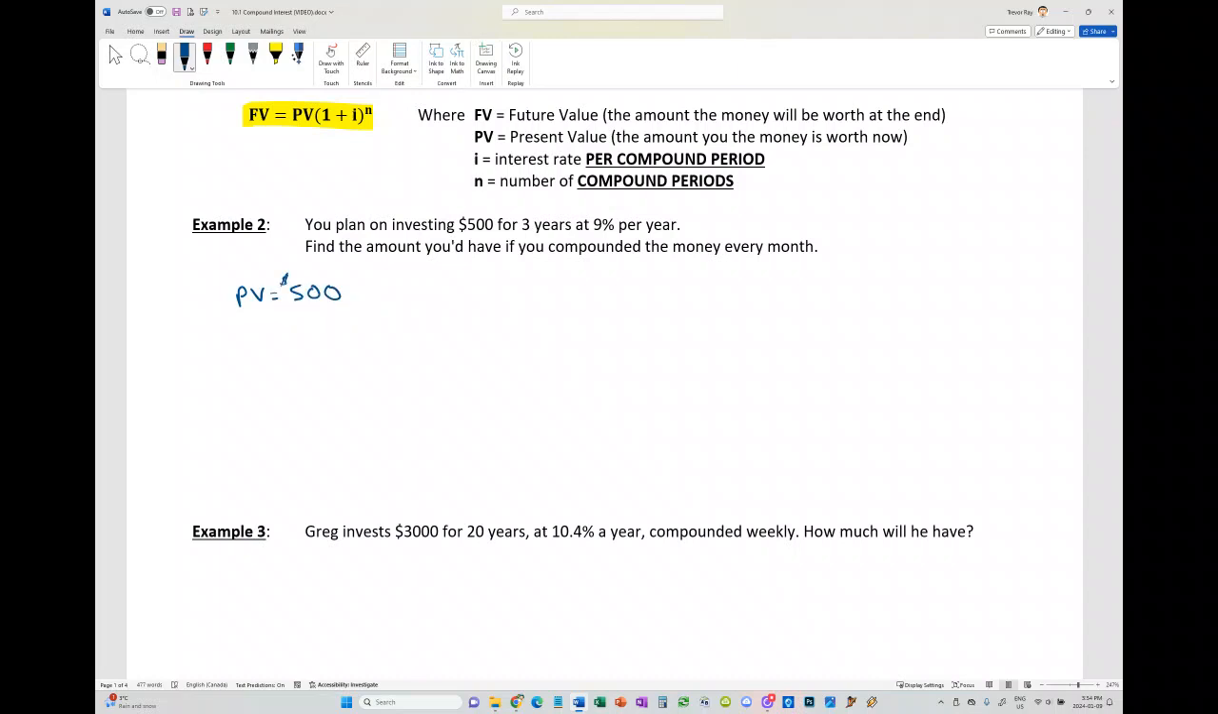And ultimately, we want to know how much we're going to have at the end. That means that we don't know our future value. That's the thing we're trying to find out. So I'm still going to list it there. I'm just going to put a question mark beside it because I don't know what its value is going to be.